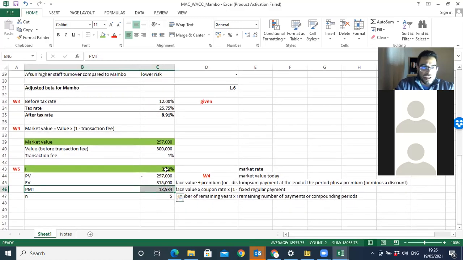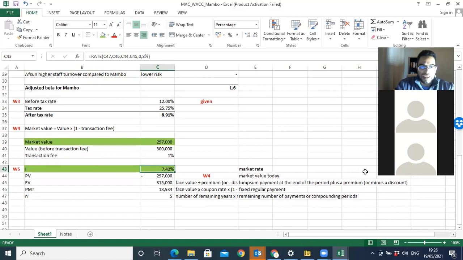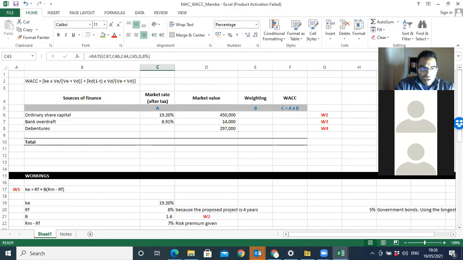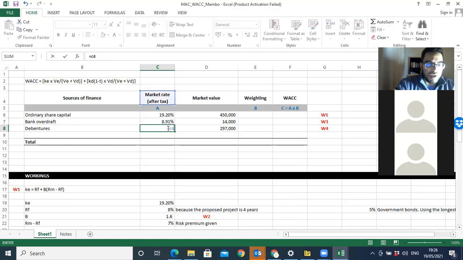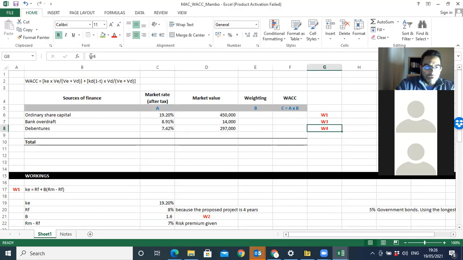So the final answer over here is 7.42, which is C43. So I'm going to go here, C43. I'm going to tell them they can find it in working 5. So there we go, working 5, working 4. So they can find everything.